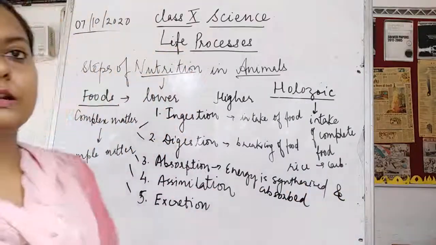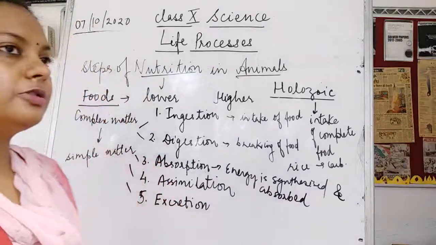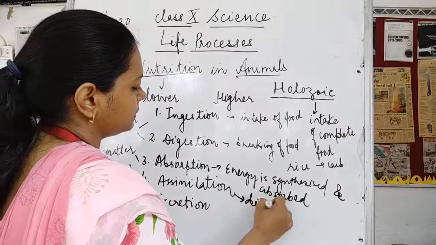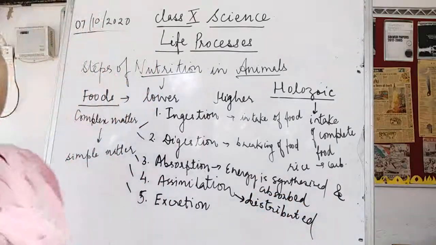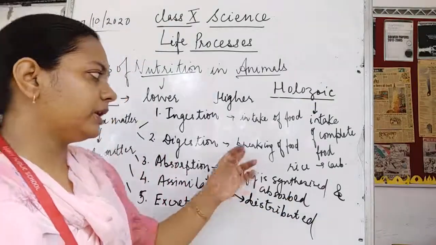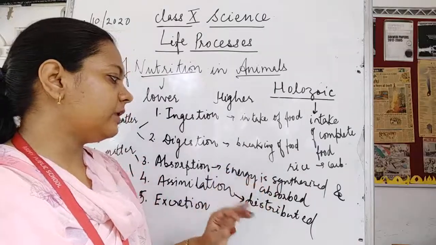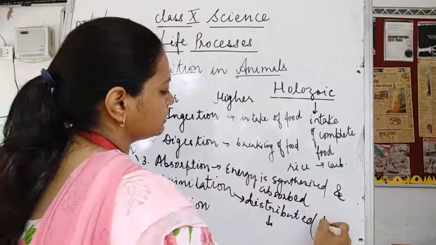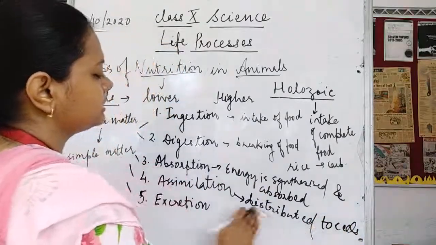Okay, so once the energy is synthesized and absorbed, after the absorption it gets distributed. So once the energy is getting distributed, then what happens? The food material is broken down into smaller portions, then the energy is synthesized and absorbed, then it gets distributed to the various cells.